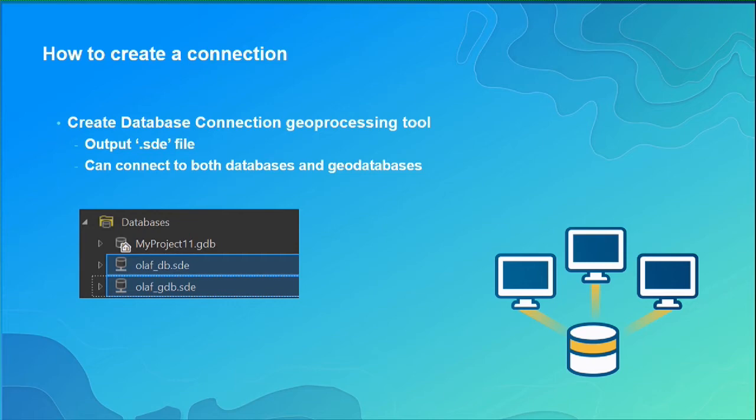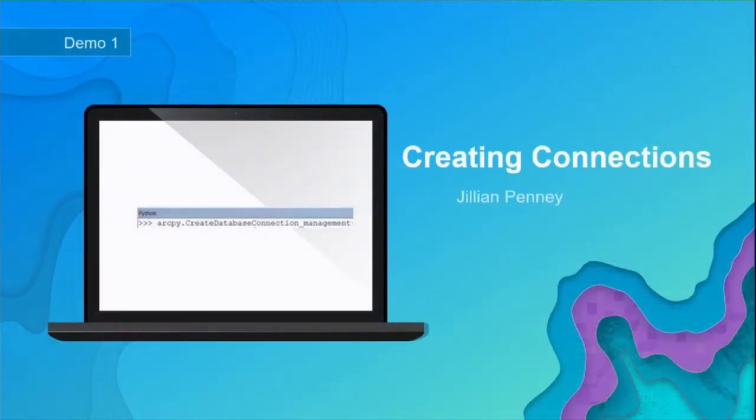In order to make these connections, we use the Create Database Connection tool. This creates a connection file that allows you to connect to your enterprise geodatabase or enterprise database, as seen in the screenshot. Some of you have used these connection files before, but created them through our catalog or the project pane in ArcGIS Pro. The Create Database Connection geoprocessing tool gives you a way to programmatically create these connections. Now let's switch to our first demo, handing it over to Jill to show us how to create a connection using Python.